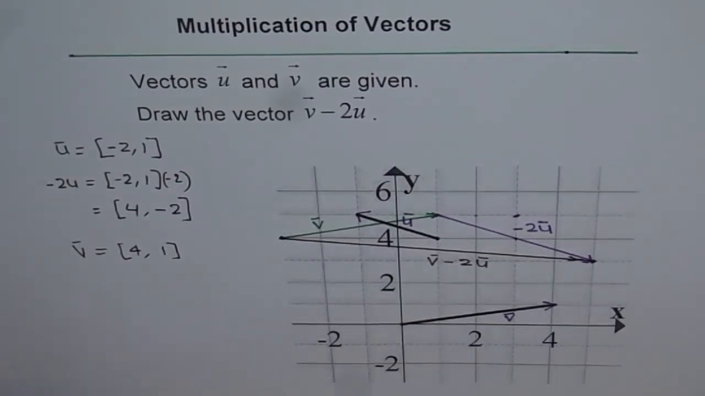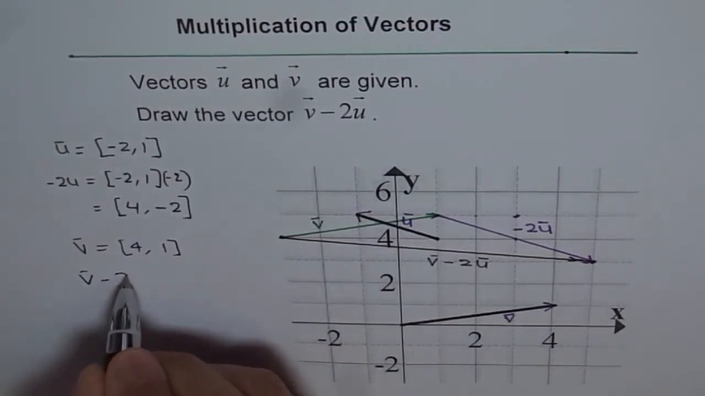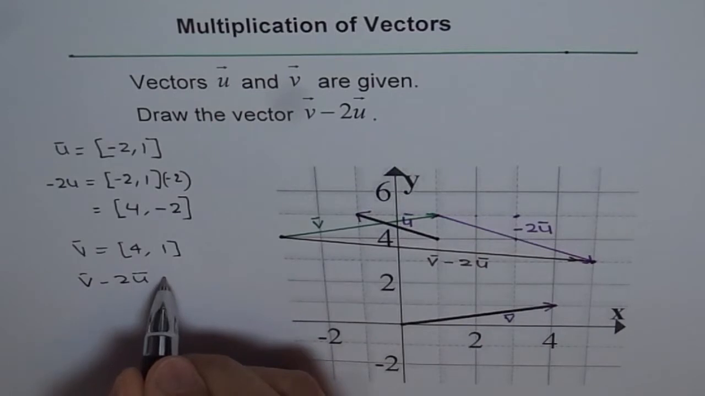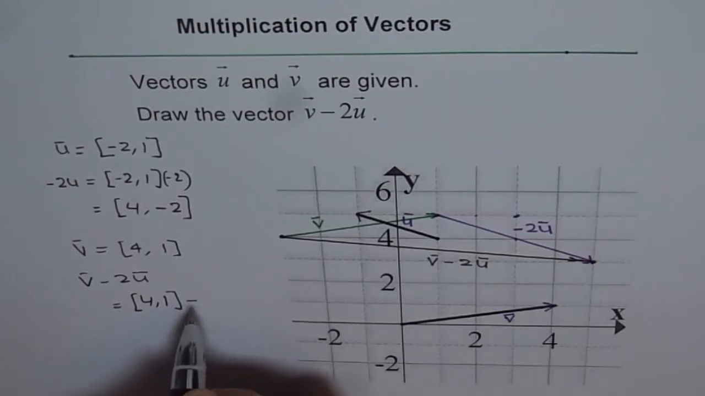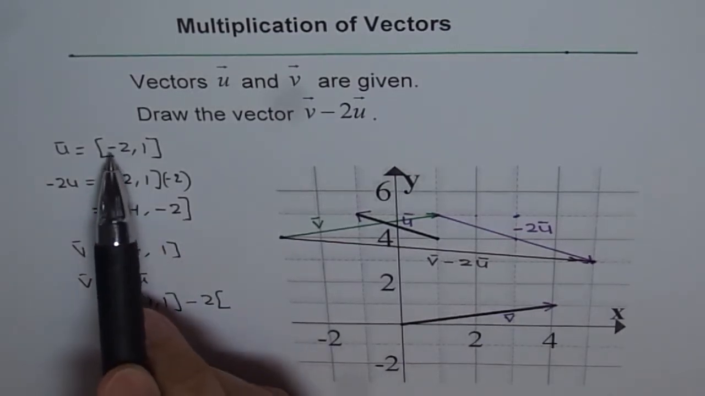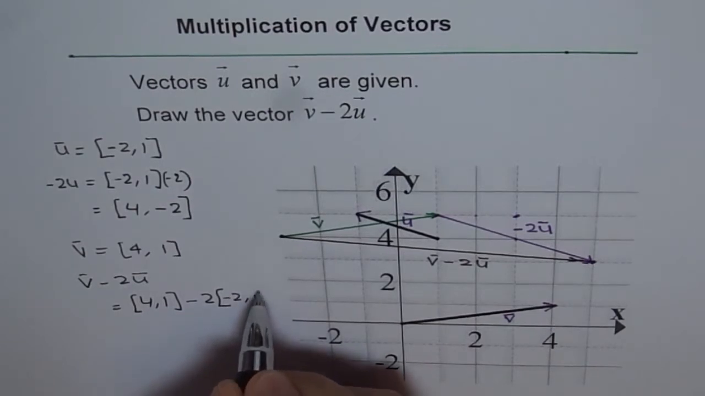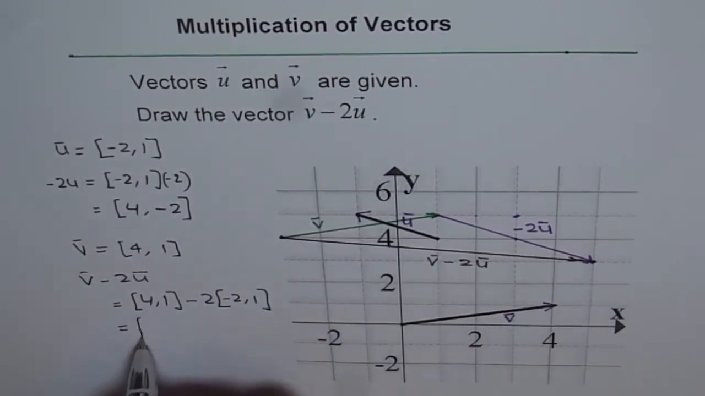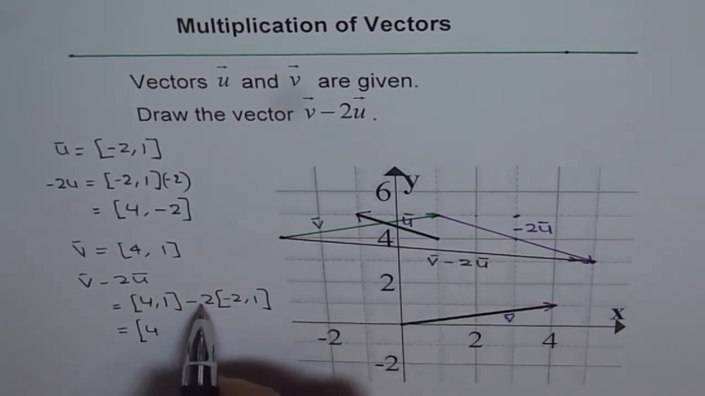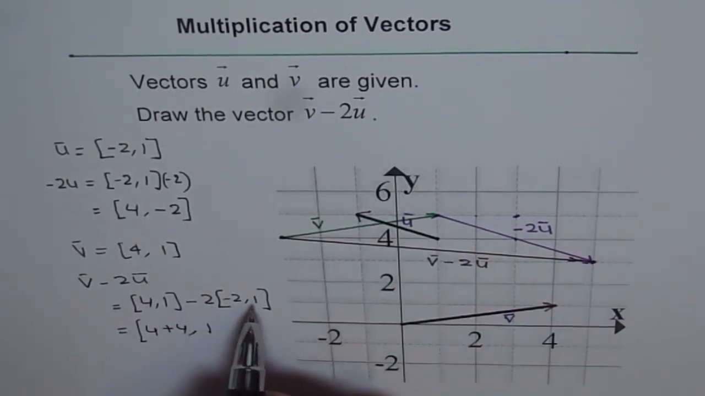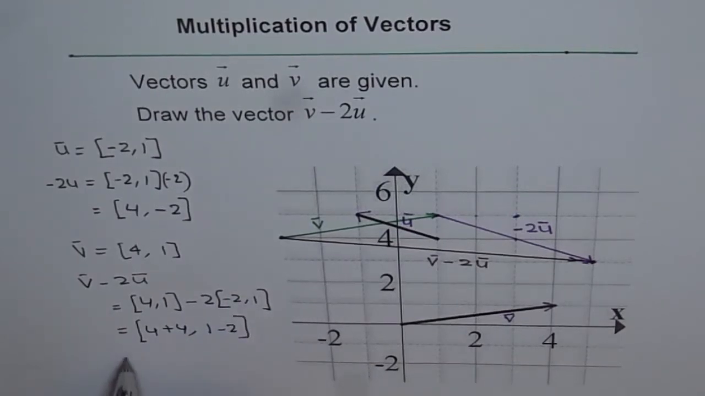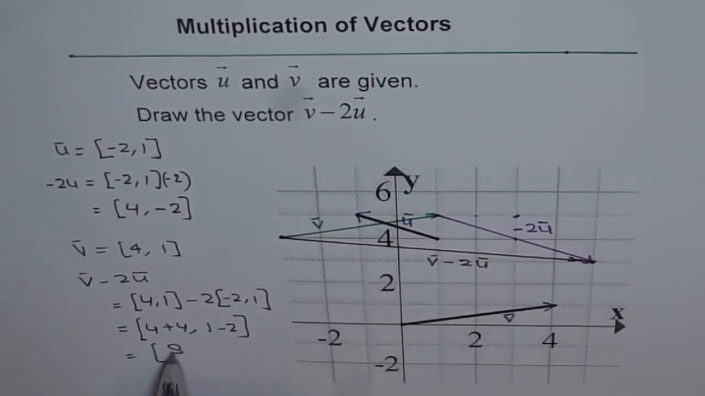Now algebraically you can calculate v minus 2u. That means v is 4, 1. So you get 4, 1 minus 2 times u, which is minus 2, 1. So what do we get? We get 4 and minus times minus becomes plus, right? So plus 4, and as far as y is concerned, we get 1, and minus 2 times 1 is minus 2, right? So we get 4 plus 4 as 8 and 1 minus 2 as minus 1.